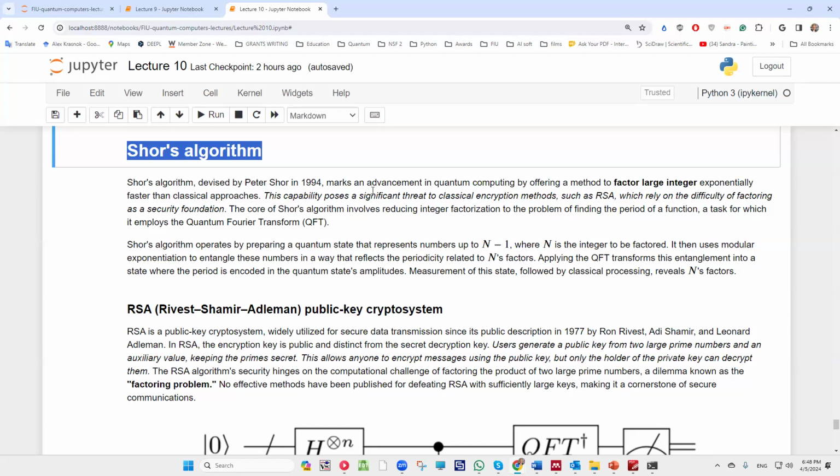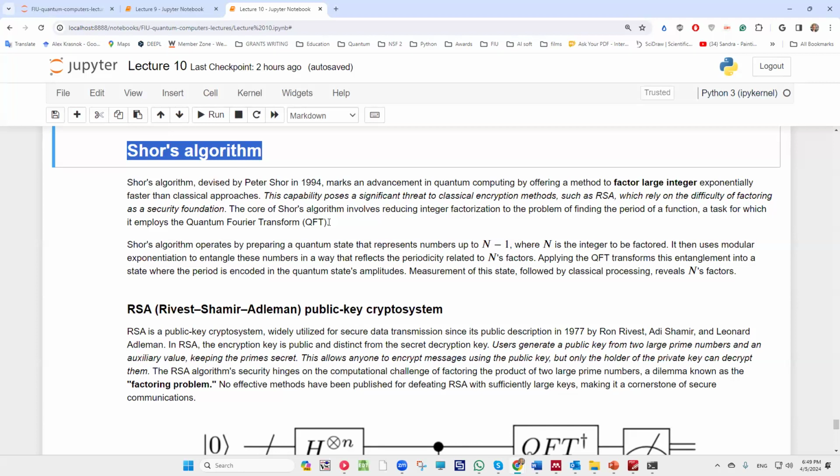So what is Shor's algorithm about? Shor's algorithm states that we can factorize large numbers, which are the product of two prime numbers, in a much more feasible way. We get an exponential speedup in terms of the time we spend to find the prime numbers.